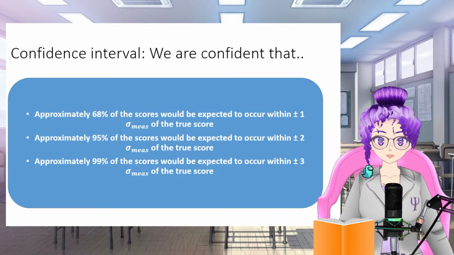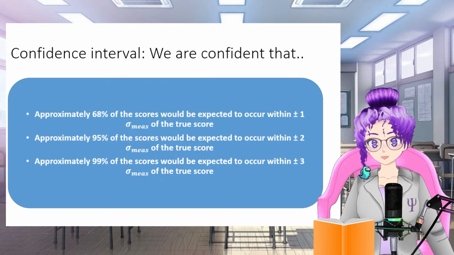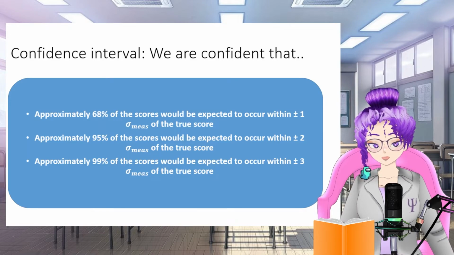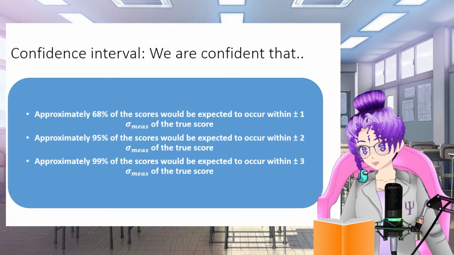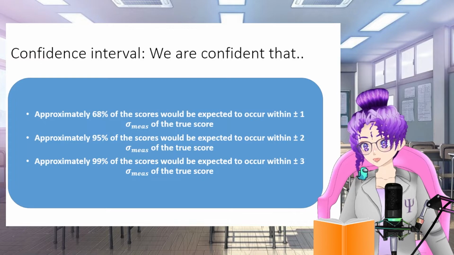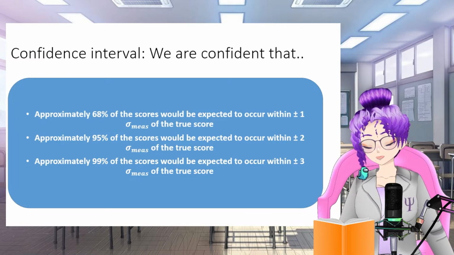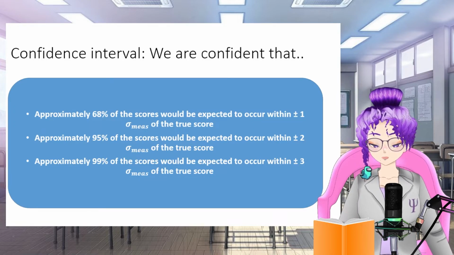Using the confidence interval, we can interpret this like this. We are confident that approximately 68% of the scores would be expected to occur plus and minus 1 SEM of the true score. Approximately 95% of the scores would be expected to occur within plus or minus 2 standard errors of measurement of the true score, and approximately 99% of the scores would be expected to occur plus or minus 3 SEM of the true score.